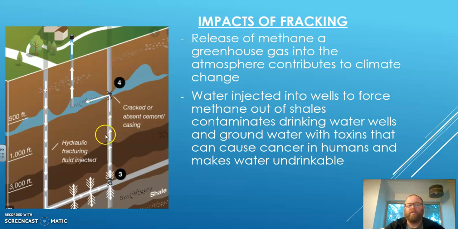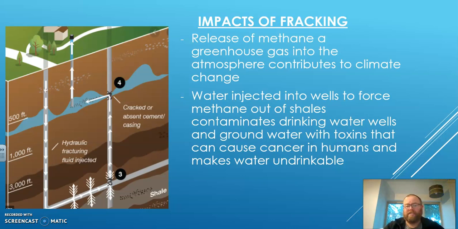However, when they're doing that, they can have cracks. They can contaminate the groundwater, and you can see this little house up here. If it had a well, its well is now poisoned with whatever contaminants are coming out of this. And so the water that they're injecting with it also has contaminants. It usually has a lot of salt in it, but salt will make water undrinkable.